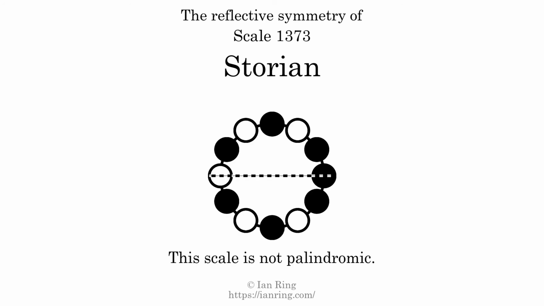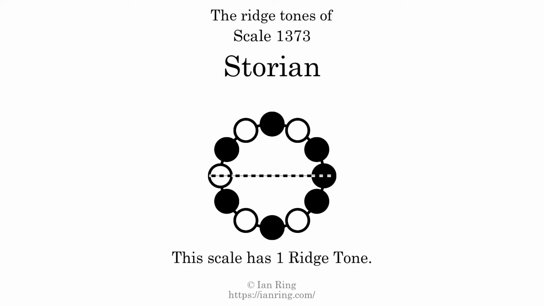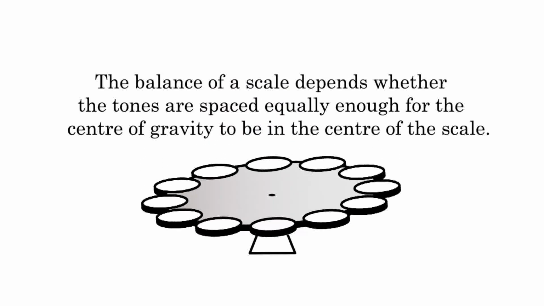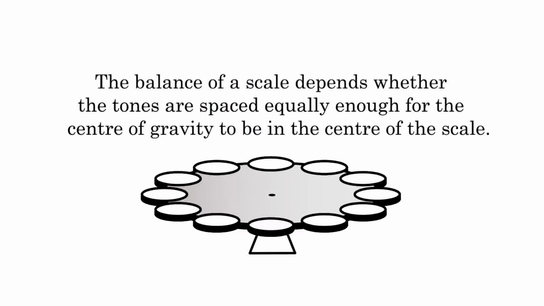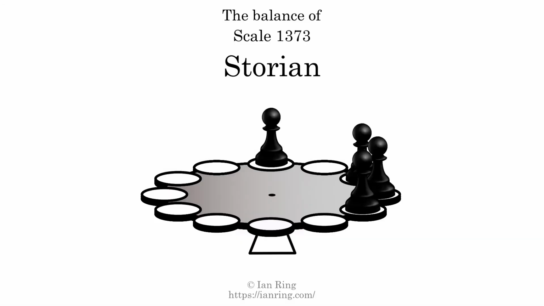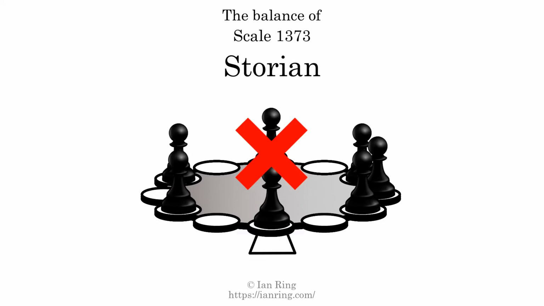This scale has reflective symmetry across an axis position 3 semitones from the root. This scale has a different pattern of intervals ascending and descending, so it is not palindromic. This scale has one ridge tone. Here, the balance of a scale depends whether the tones are spaced equally enough for the center of gravity to be in the center of the scale. This scale is not balanced.